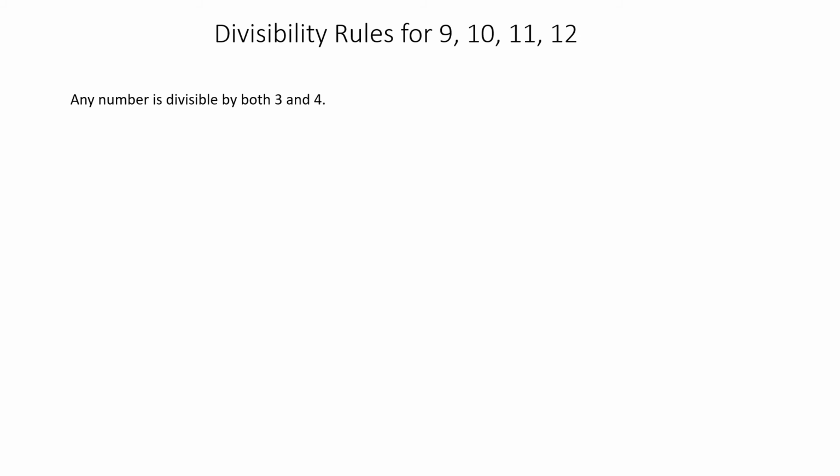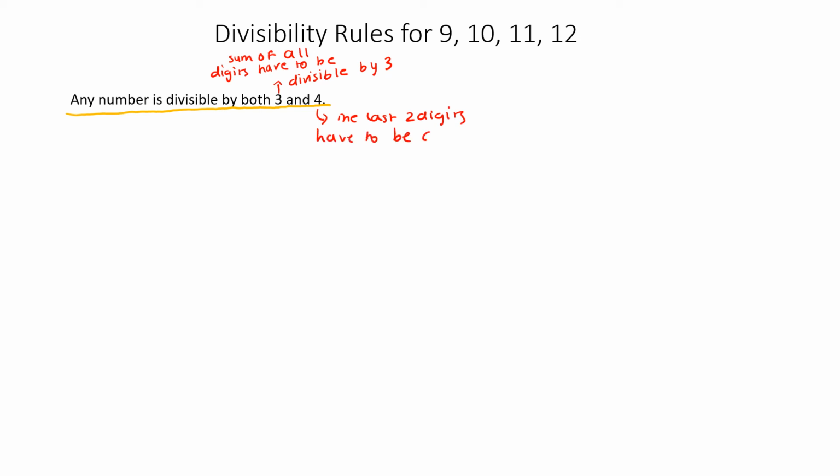The divisibility rule for 12 is any number is divisible by 12 if it is divisible by both 3 and 4. In one of my previous videos, I have explained the divisibility rule for 3 and 4, but just to brush up, the divisibility rule for 3 is the sum of all digits has to be divisible by 3, and the divisibility rule for 4 is the last two digits have to be divisible by 4.